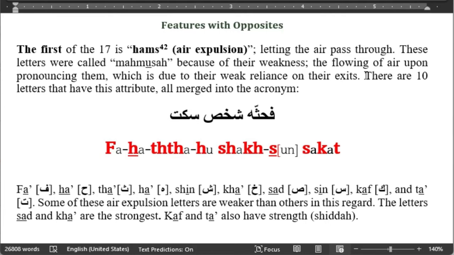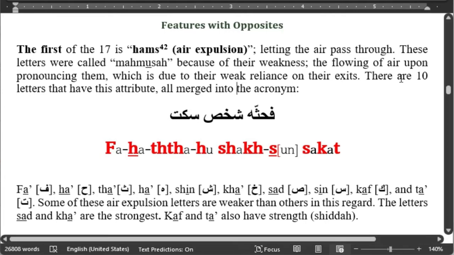It's because these letters are weak, so they don't stop the air from passing through. So hams is an attribute of weakness. Now that doesn't mean that every one of these letters is at the same level of strength or weakness. Some of these letters in themselves are stronger than others, but this attribute, generally speaking, is a weak attribute.